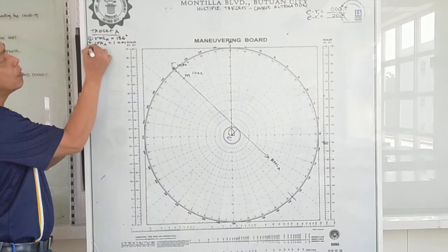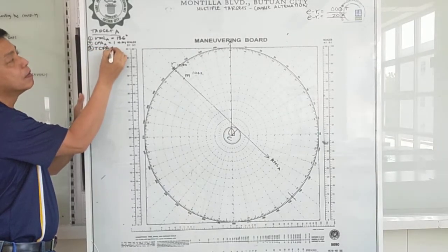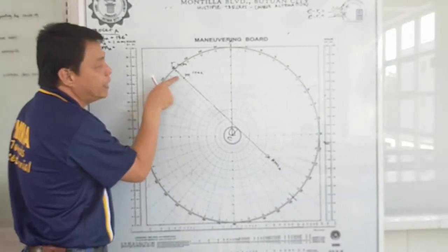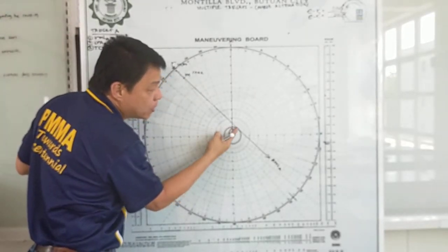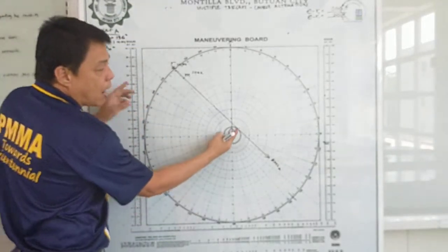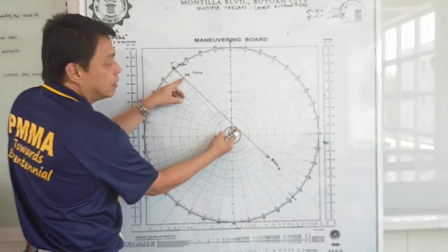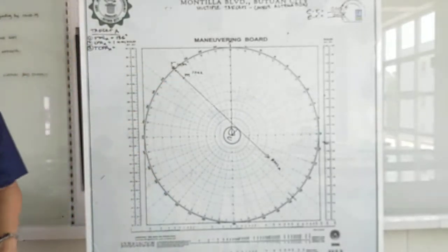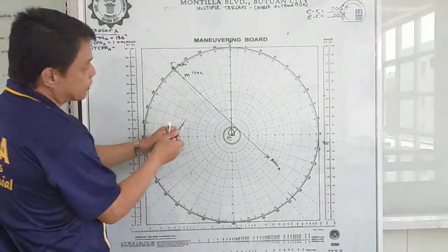Next, what is the TCPA? Time of closest point of approach. Muna yung ipasabot, TCPA. So, from the previous discussion that we have, we take the distance, and then divide by the relative speed here. Using constant speed.